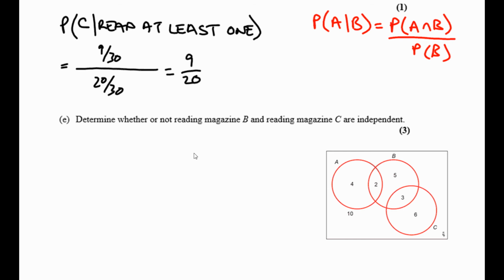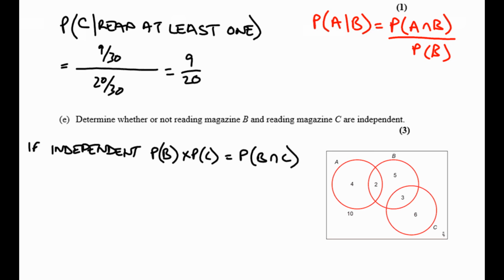Okay, and finally we were asked to determine whether or not reading magazine B and reading magazine C are independent. Okay, 2 events are going to be independent if the probability of one multiplied by the probability of the other equals the intersection. This statement will be true if they are independent. So let's go ahead and see whether or not this is true. And that's our test of independence.